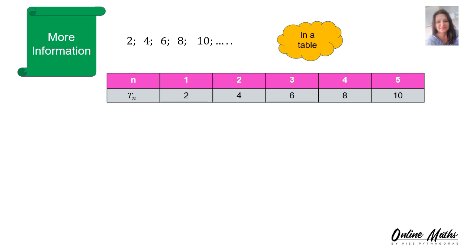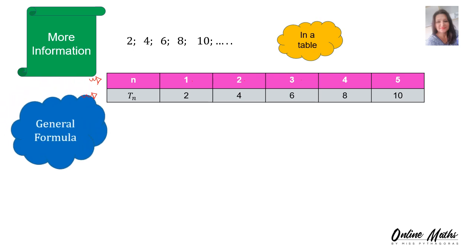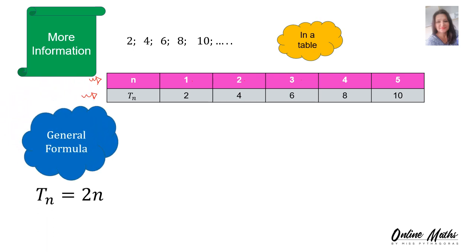Here on top in the first row, this is the term number. So the 1 means the first term, the second term, the third term. And then Tn, this is your actual sequence, 2, 4, 6, 8, 10. Then there's something that we call the general formula. And the general formula is a formula that will help you to find the value of any term in your sequence. Now, let's see how this works.